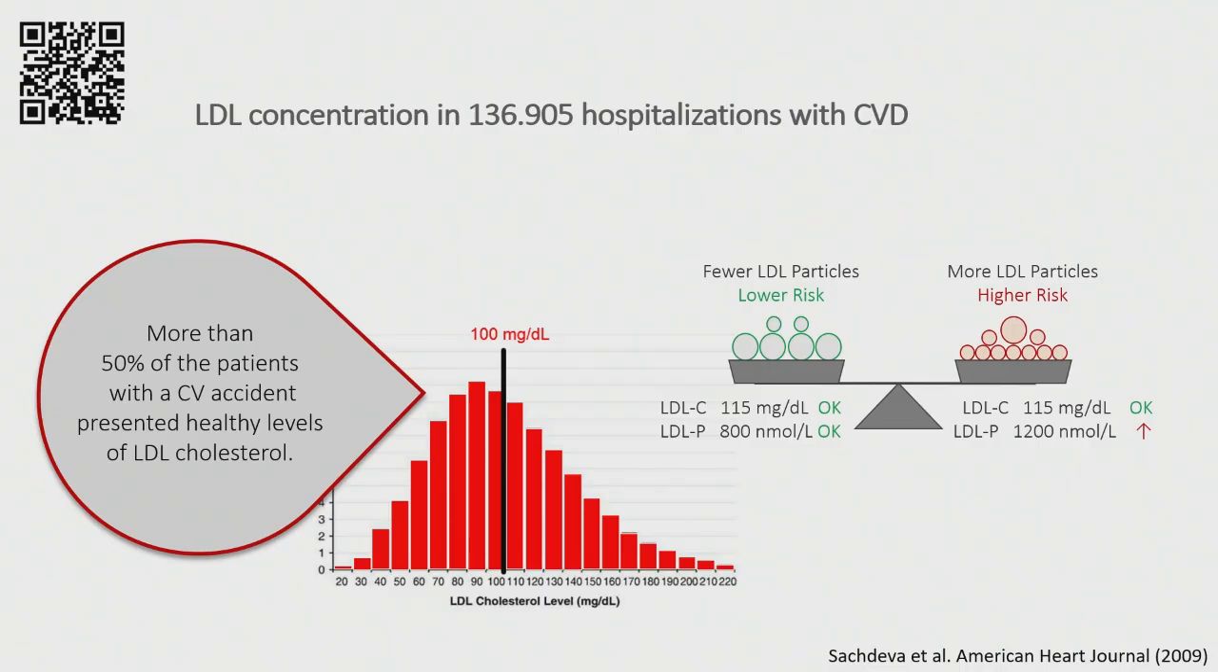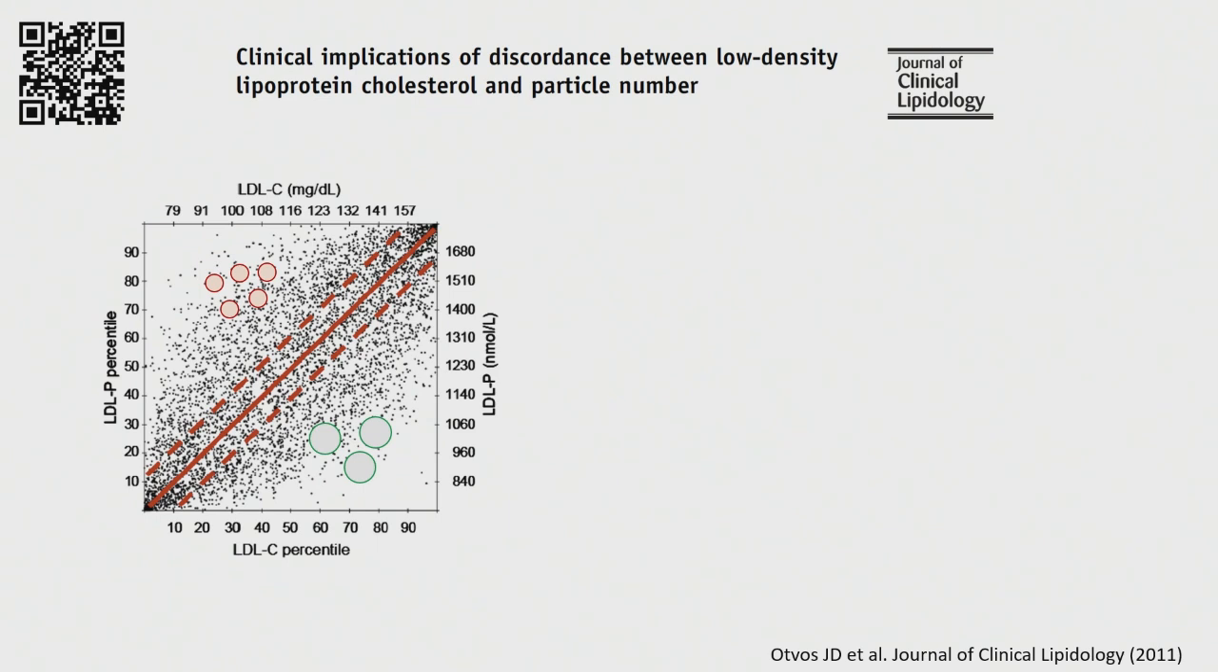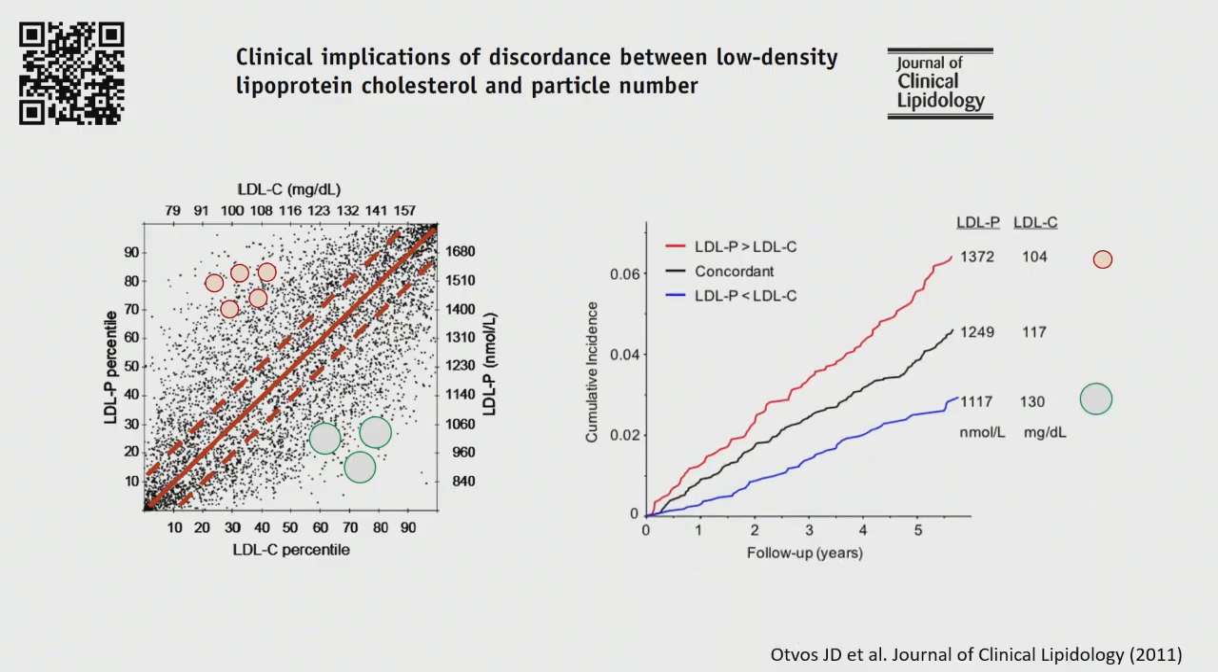If we look at the levels of cholesterol and particles in a random population, we can see that there are some very concordant people, who present low levels of cholesterol and low levels of particles, and people with high levels of cholesterol and high levels of particles. But there are some people who have especially small particles that are associated with increased risk. If we look at the cardiovascular accidents accumulated across the years, we can see that the group with these particularly small particles has a higher number of accidents in the follow-up.